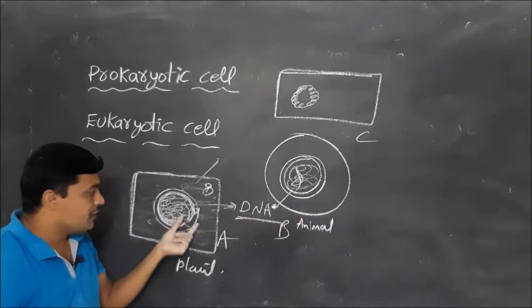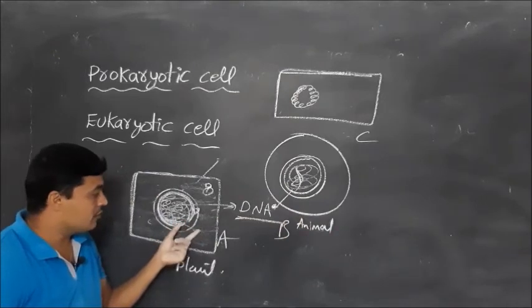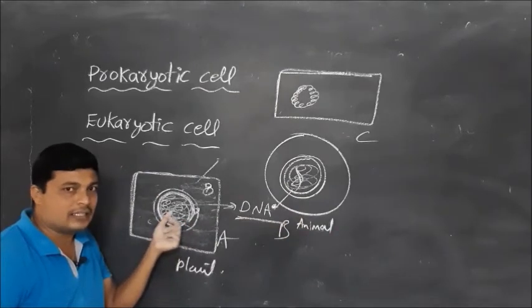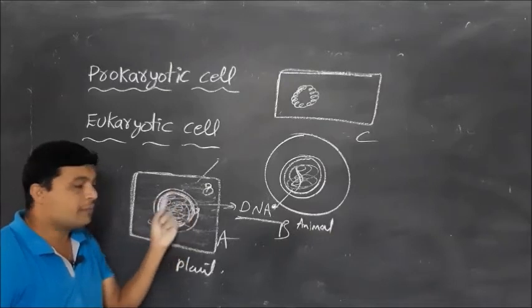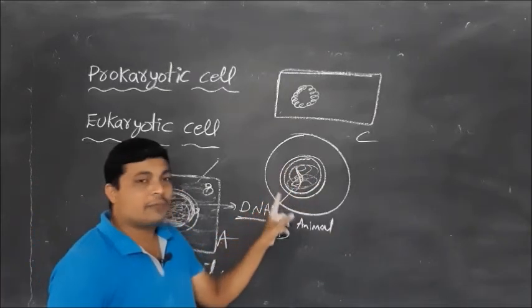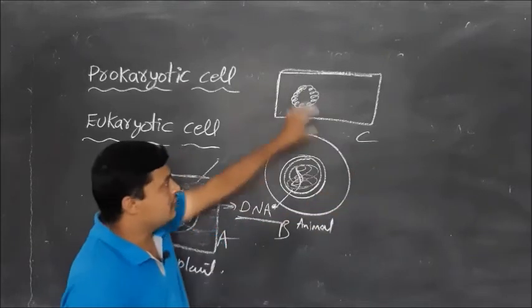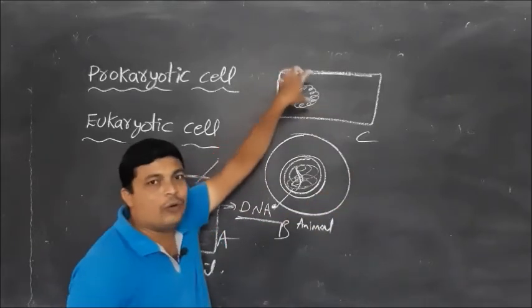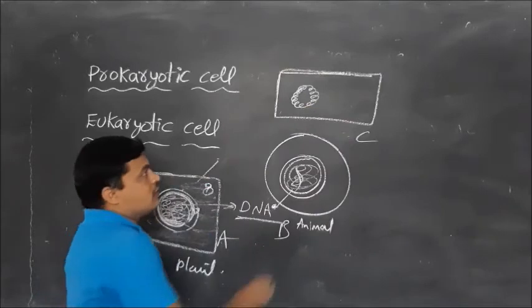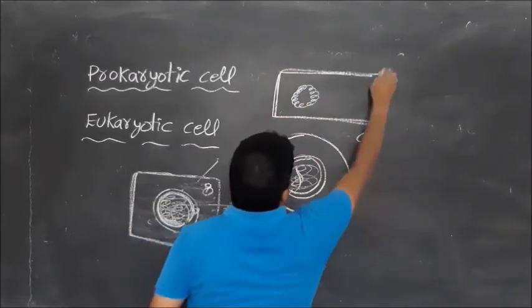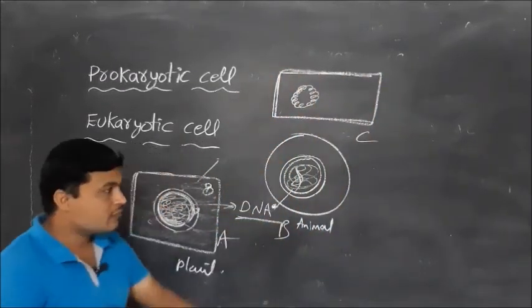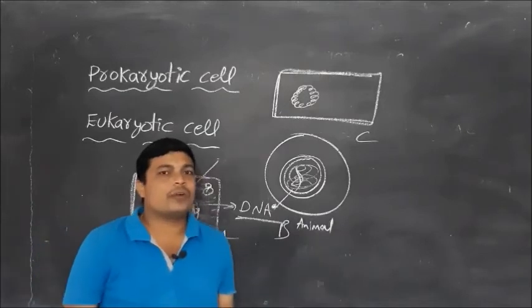Here also there is no connection between the cytoplasm and nucleus. Why? Because here nuclear membranes are present. Here also nuclear membranes are present. But here nuclear membranes are completely absent. This DNA is located in the cytoplasm. So this kind of cell is called a prokaryotic cell.